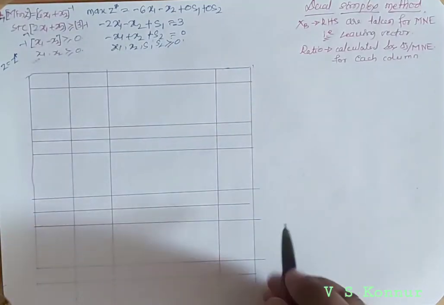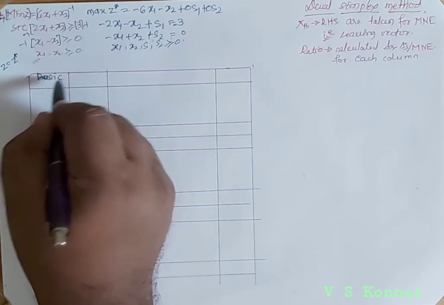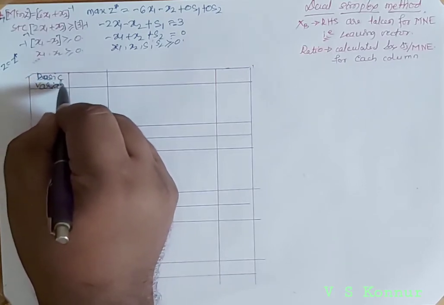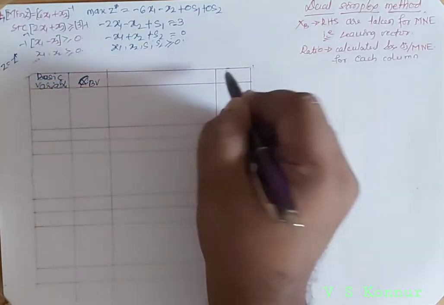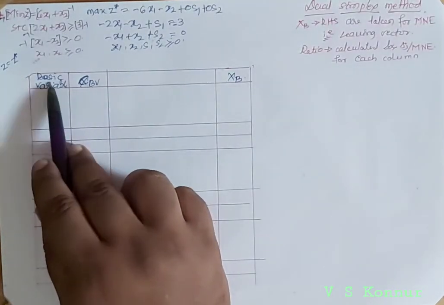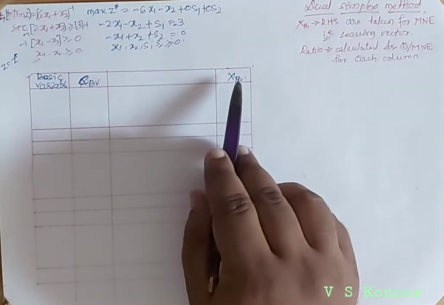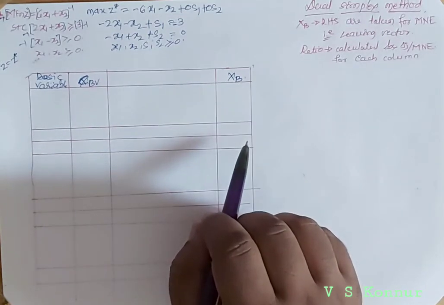Now this is the standard form. Now we'll put it in a table. There is a slight change in the table here. Only CBV, the coefficient of basic variable, will appear here. At the end, instead of minimum ratio, we will get XB, which is called the dual simplex method.